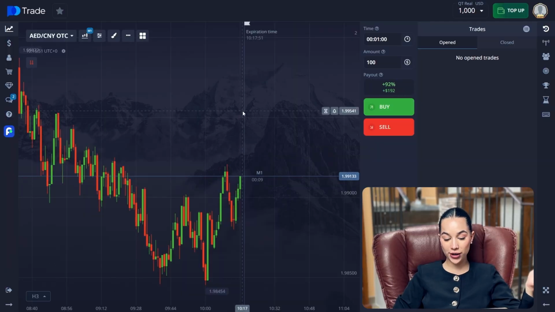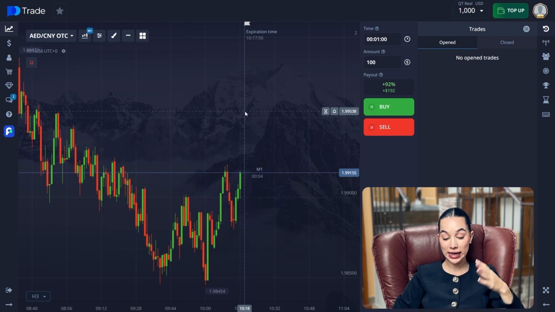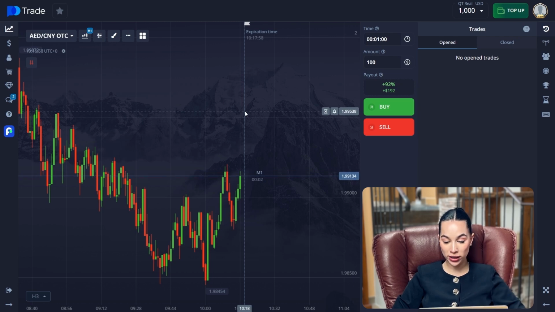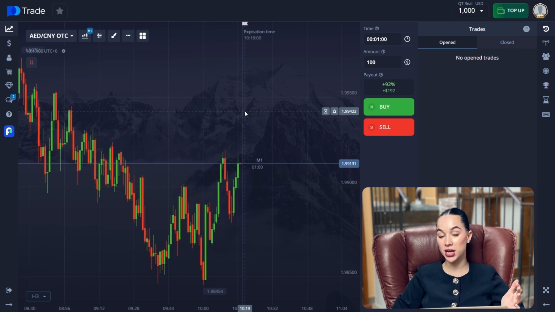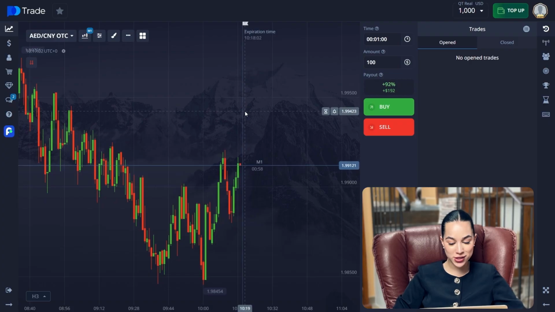So guys, here is our Pocket Option account. I have $1,000 on my balance. The time of the expiration is going to be 1 minute, and I'm going to put 10% of my deposit per trade because we just have like 15 minutes per day, right? And with just 1% of our deposit per trade, we're not going to make that much result.